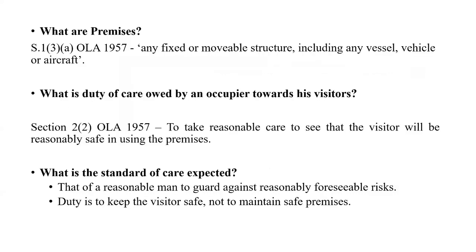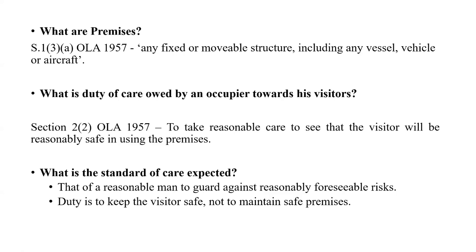So the next question is, what are premises? Section 1, subsection 3, paragraph A of the Act defines premises as any fixed or movable structure, including any vessel, vehicle, or aircraft. So all these are considered as premises according to Section 1, subsection 3, paragraph A of the 1957 Act.